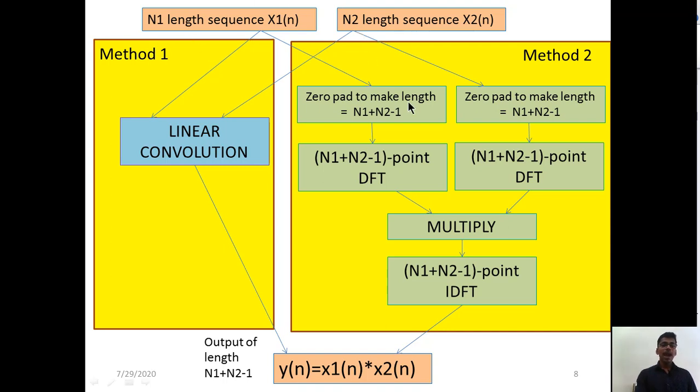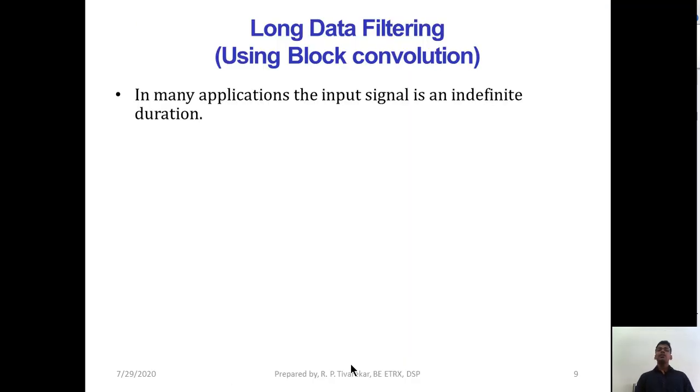So we add zeros at the end of sequence x1 and zeros at the end of sequence x2 to make both of length n1 plus n2 minus 1, and then I perform circular convolution either in the time domain or in the frequency domain using the DFT and IDFT method. I will get a result y(n) which is the same as if we performed the linear convolution of sequences x1(n) and x2(n). So with that understanding, we'll see what long data filtering is.